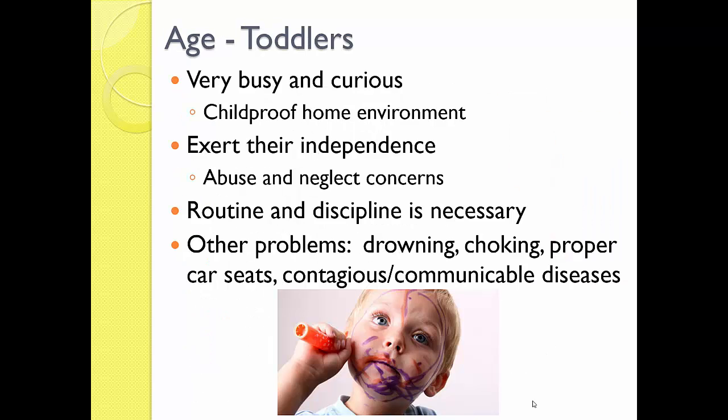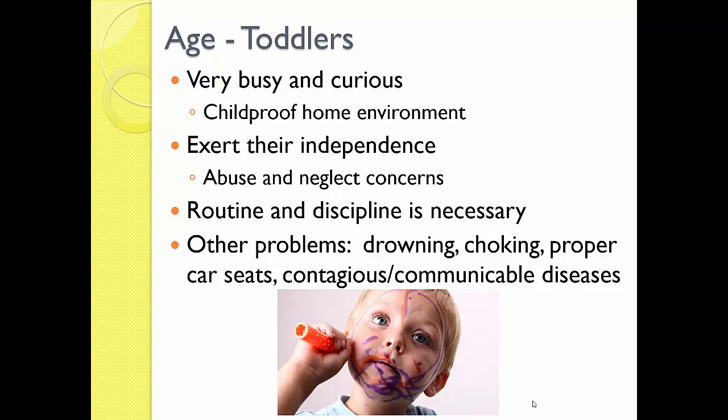Then we move into toddler age. These guys are very busy, they're very curious, so again, child-proofing the home environment is very important, and they do exert their independence as they're learning to do more. Unfortunately, we can see increased rates of abuse and neglect because of the child exerting their independence. They can throw tantrums, or have episodes where their behavior can be frustrating to the parents, and unfortunately parents can lash out, and you can see those concerns. So always be assessing for those signs of those situations.